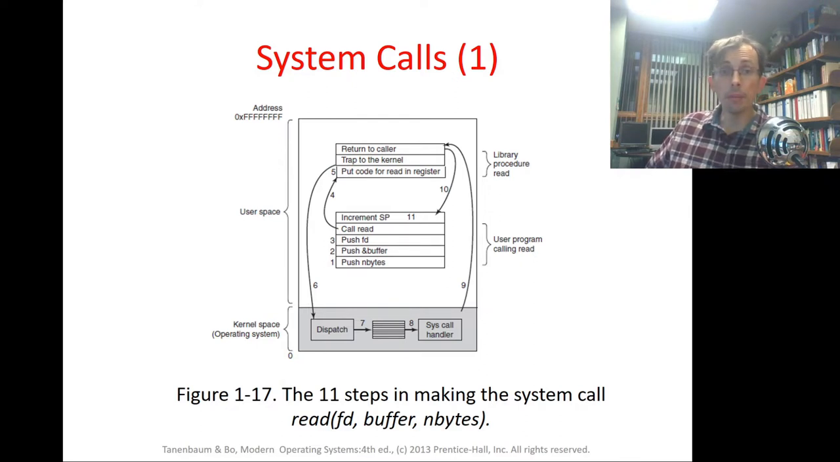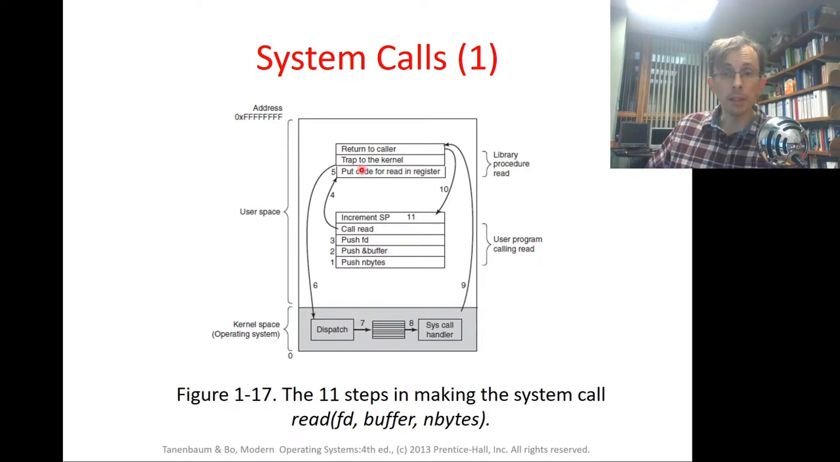So pretty much whenever a given system call is made, the parameters for that system call get pushed onto the stack, and in C and C++, for historical reasons, that's done in reverse order. So it was fd, buffer, and nbytes when you made the call, but then they get pushed in the reverse order here. And then the actual system call is made in step 4.